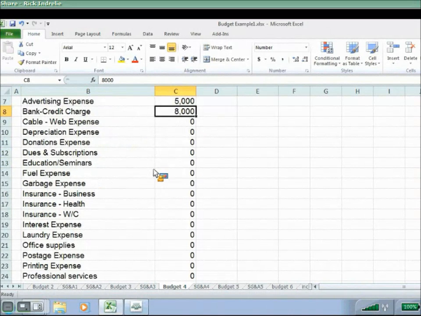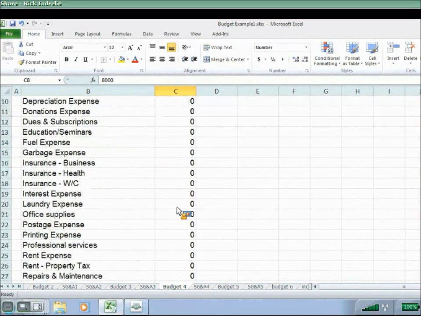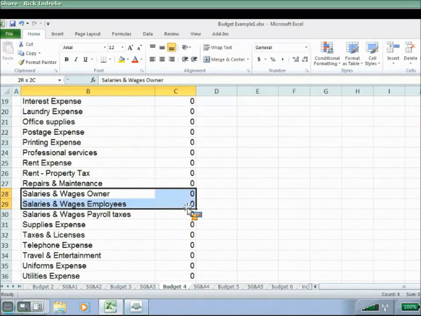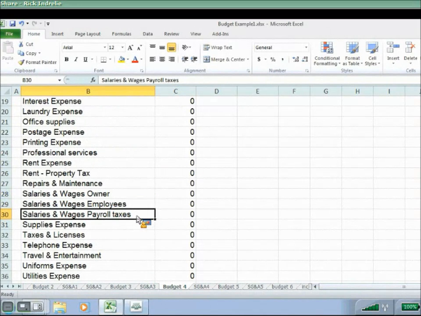We're actually going to skip down and do the most complicated portion of our budget, which is trying to figure out a budget for the salaries and wages for our business. We have three major components. We have the salary and wages for the owner, we have the salary and wages for the employees, and then we have our payroll taxes. So we're going to break those apart and figure out a realistic budget for those three items.